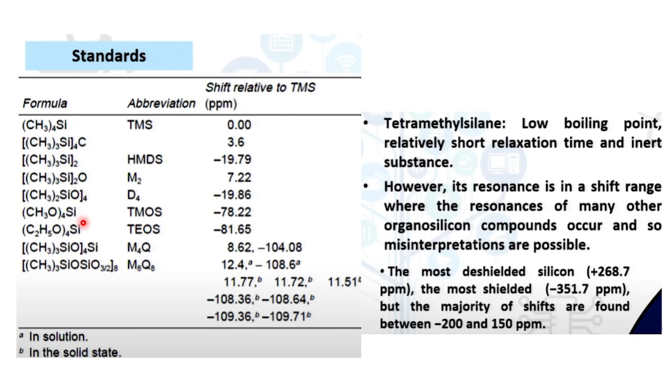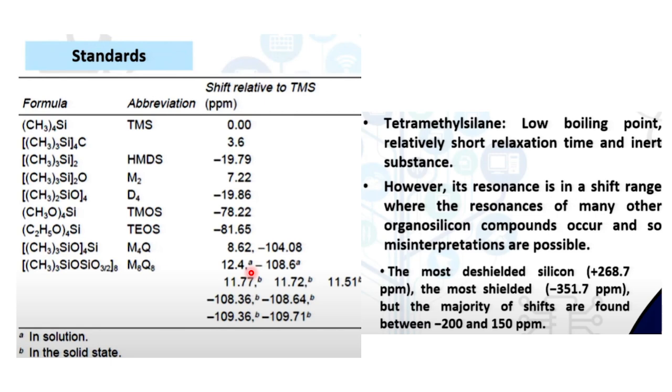And the most deshielded silicon, the delta value will be plus 268, and the most shielded one, the delta value will be minus 351 ppm. So that is a very vast shift; they are found in between 150 ppm to minus 200 ppm.